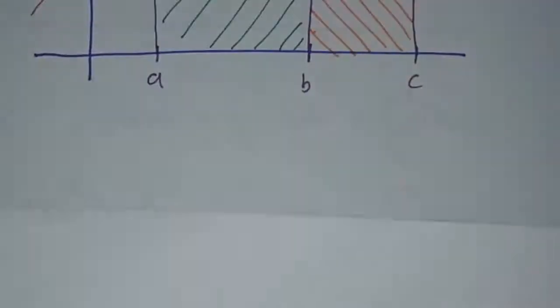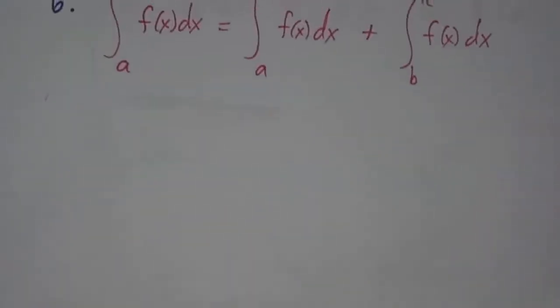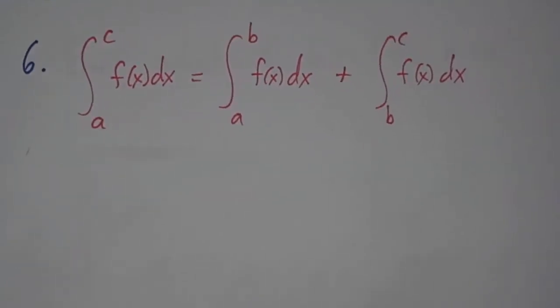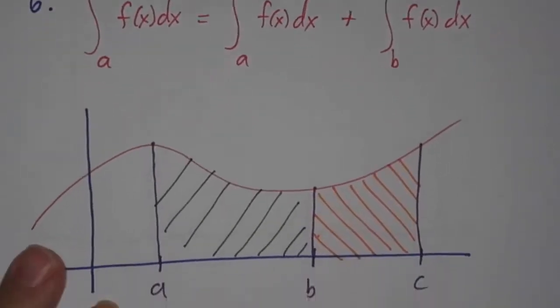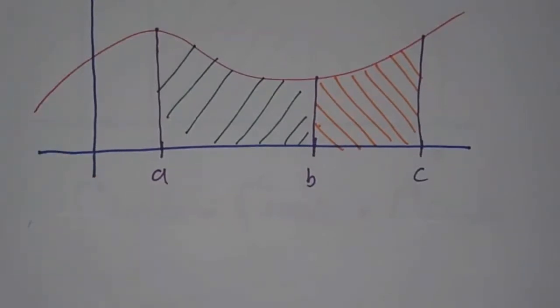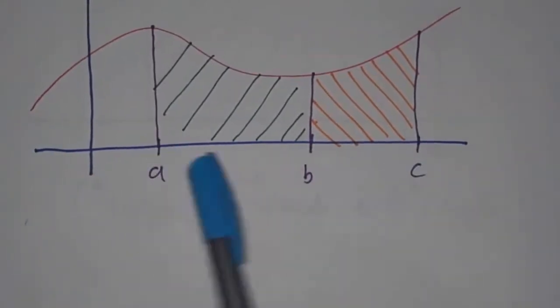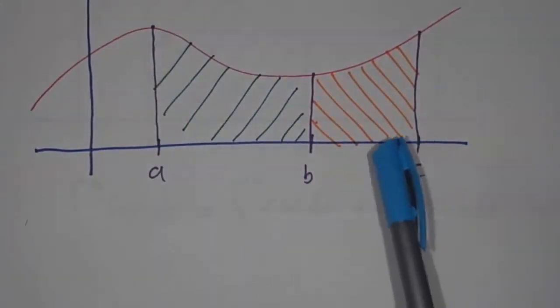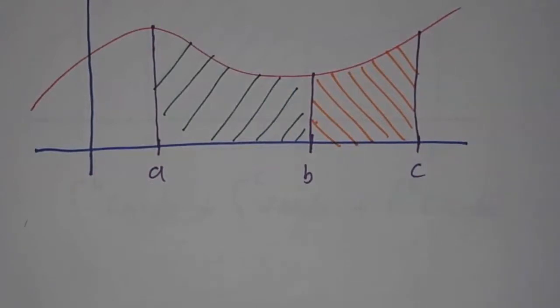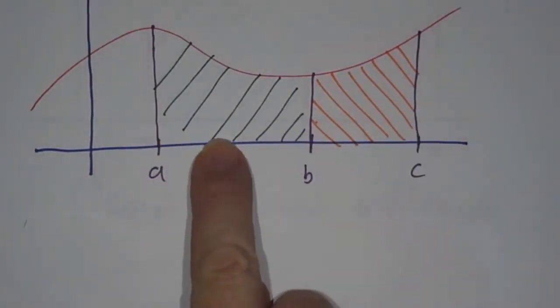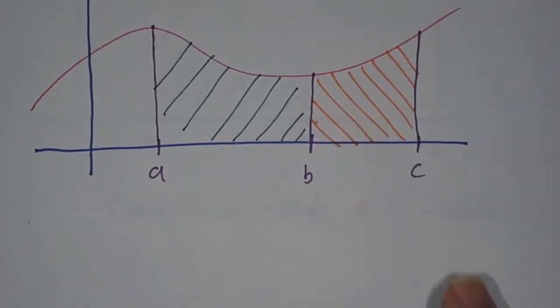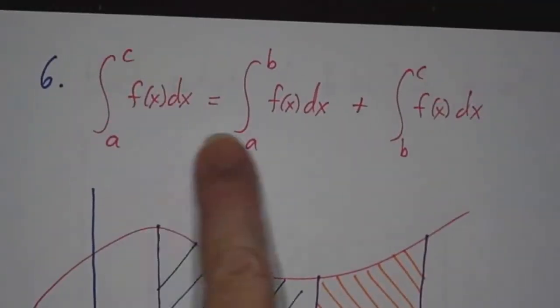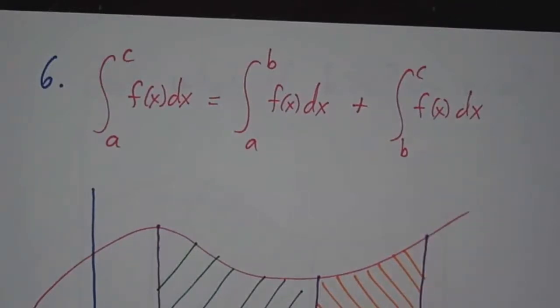And then the last property is that if you integrate from a to c, that's the same as integrating from a to b plus what you get from integrating from b to c. And most of the time, there's a simple picture for that. The integral from a to c is all of this area. The integral from a to b is the green area. The integral from b to c is the orange area. If you take the total area, it's the sum of the green area plus the orange area. Total area equals green area plus orange area. Pretty simple.